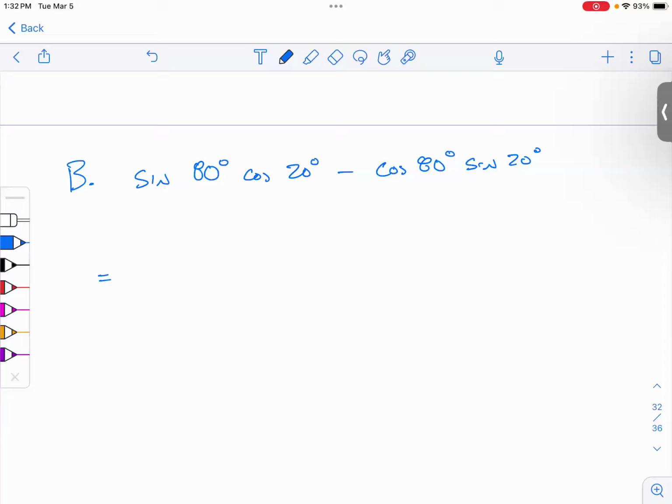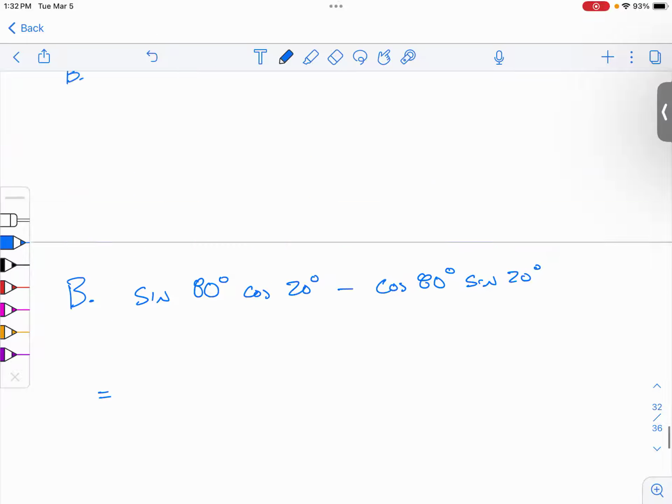What do our angles sum to here? 100, which means can we use cat? No, all right? And that's the big thing. You should always think cat first, and then look at the equation and say, can I use cat? No, which means I need to use something else.